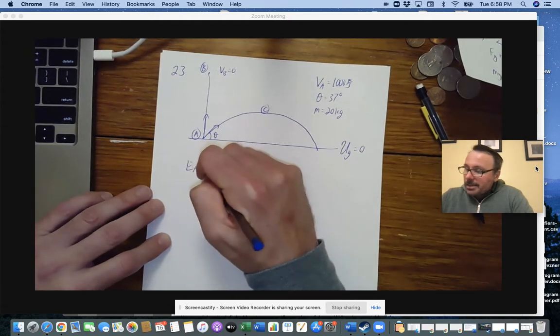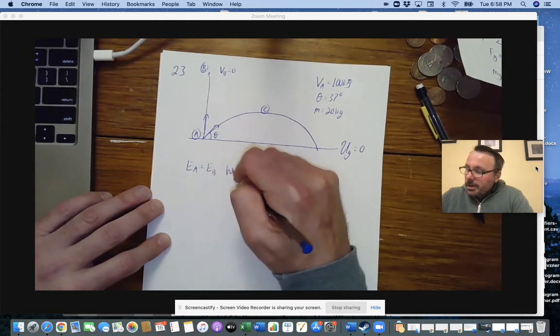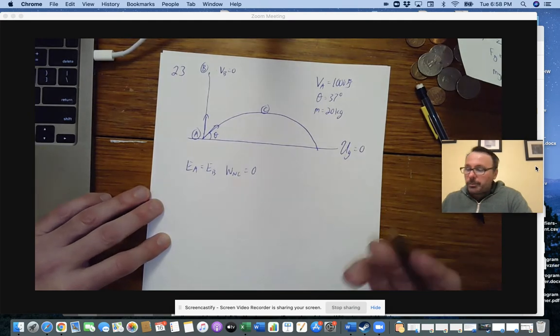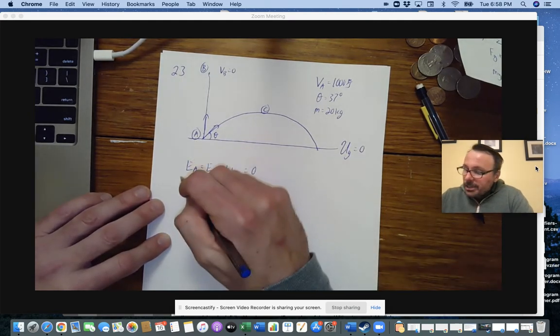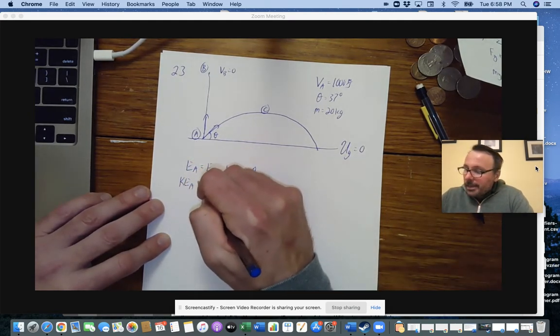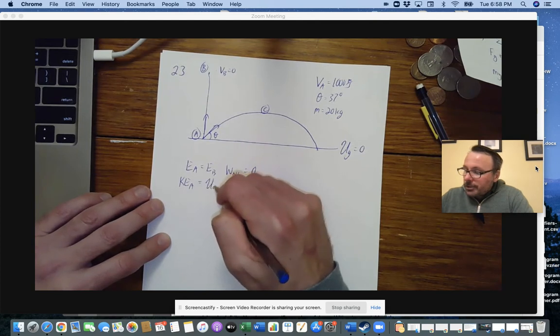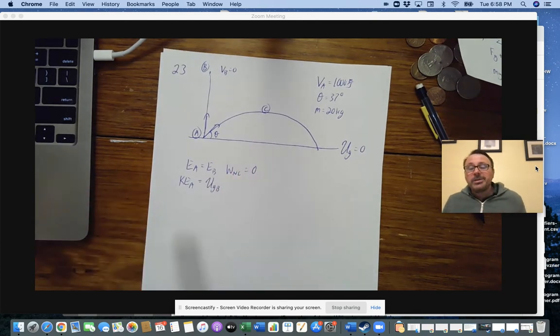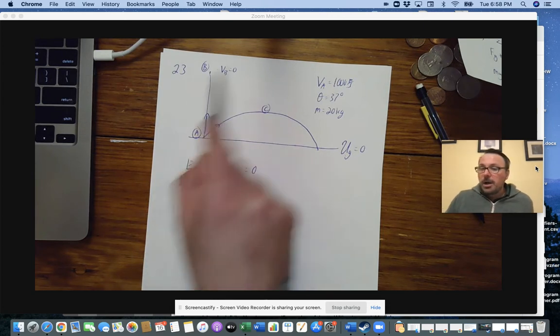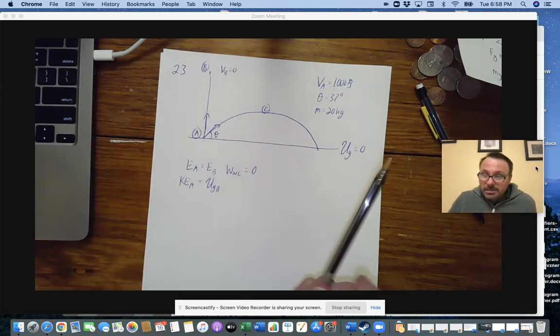So EA is equal to EB because the work by non-conservative forces is equal to 0. Super straightforward. It's just got kinetic energy at the beginning. So kinetic energy at point A is equal to gravitational potential energy at point B. Now, notice here I didn't write out the potential energy statements, or the total energy statements over here on the graph. Some people don't like to do that.